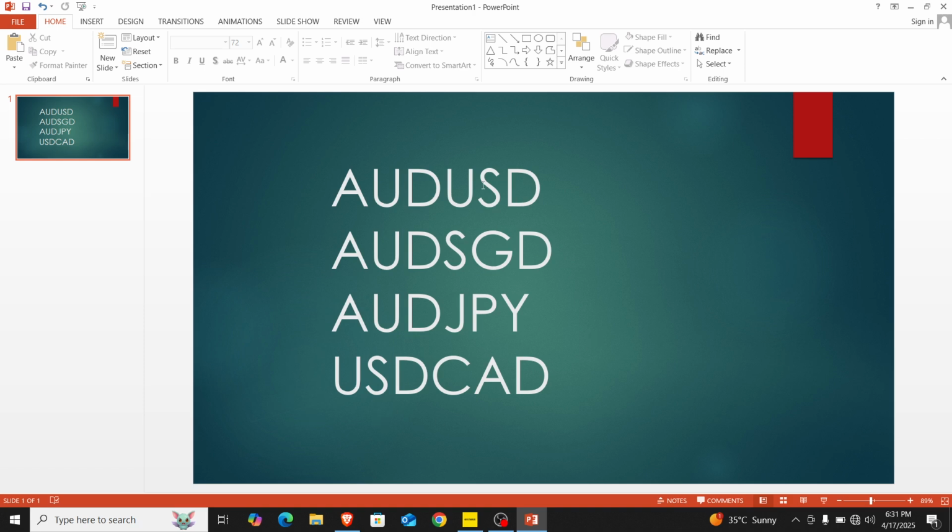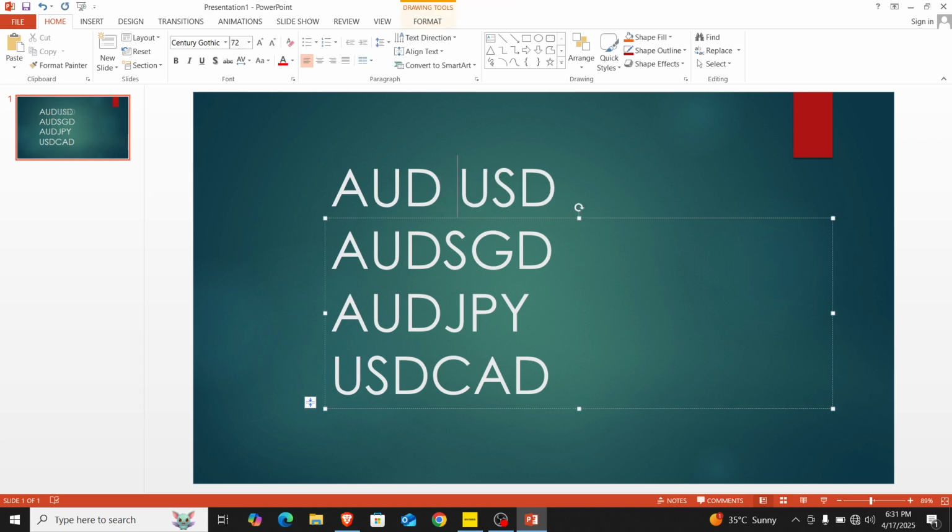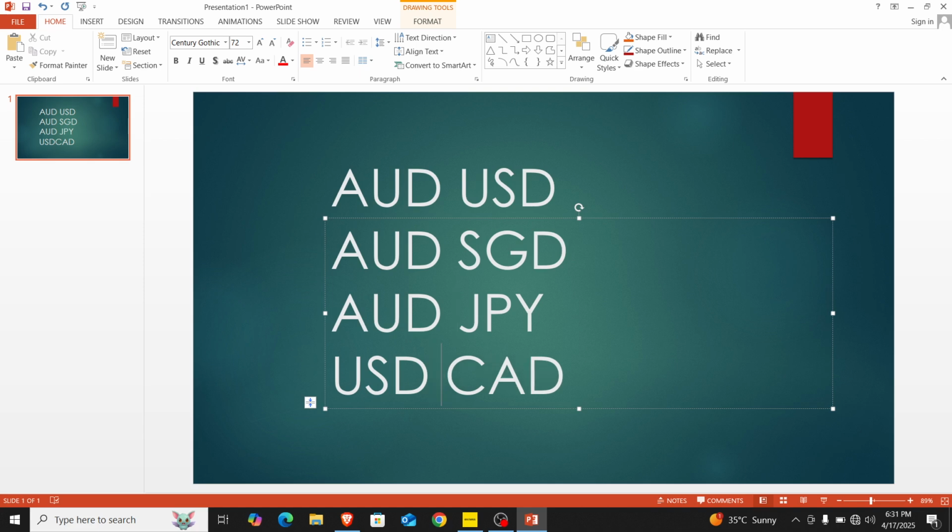USDCAD. Now if you notice, we have some pairs that are very similar here, which happens to be AUD. So we have three pairs of AUD. We also have USD here, and we have USD here. We have SGD, and we have JPY. In a couple of minutes, you'll understand why I use these four pairs just to trade either AUDUSD or USDCAD.